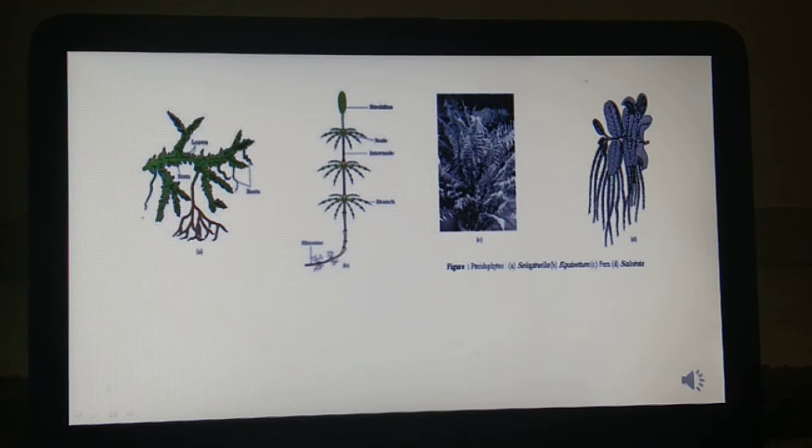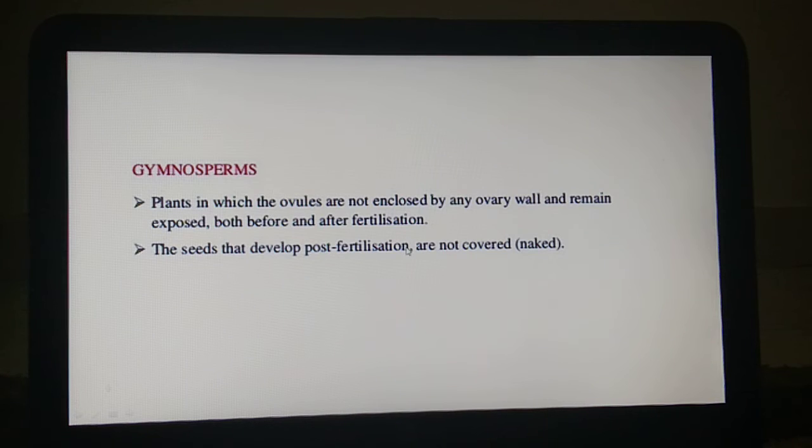Equisetum. Fine. These are basically the pictures of these pteridophytes that had been shown to you. Now, the next group we have is the Gymnosperms. These are plants in which the ovules are not enclosed by any ovary wall and they remain exposed, both before and after fertilization. Like you must have seen the Pinus and Cycas seeds. So the seeds that develop post fertilization are not covered.